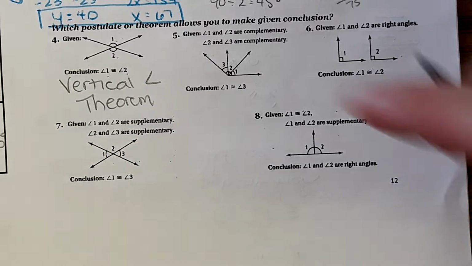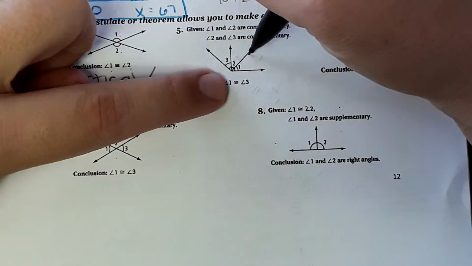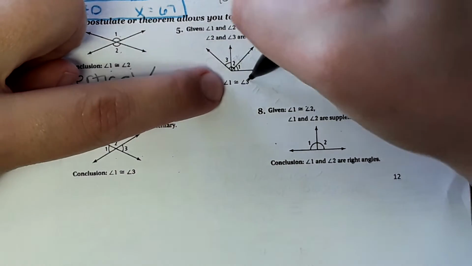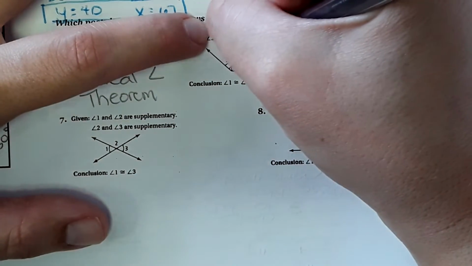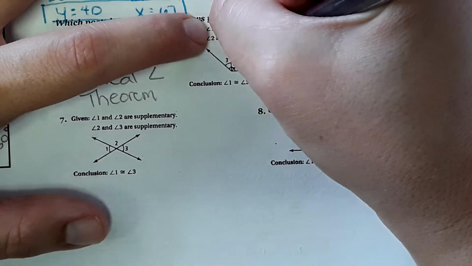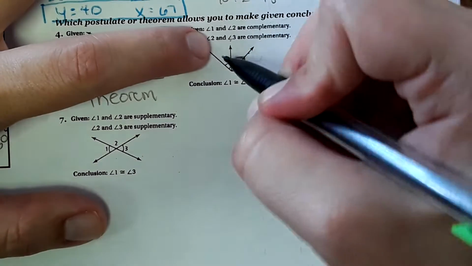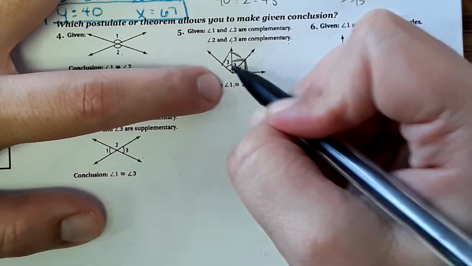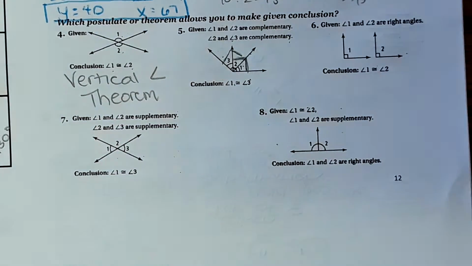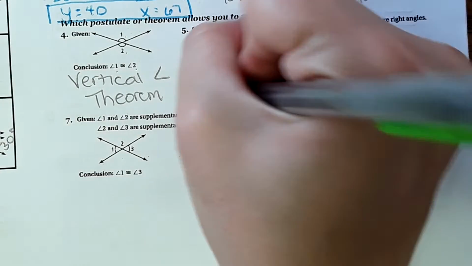Number 5. Looking at this drawing, we have a given, and we're going to look at why that conclusion is true. So angle 1 and angle 2 are complementary. So that means that they form a 90-degree angle. 2 and 3 are also complementary, meaning they form a 90-degree angle. And it's saying angle 1 is equal to angle 3. That is the congruent complement theorem.